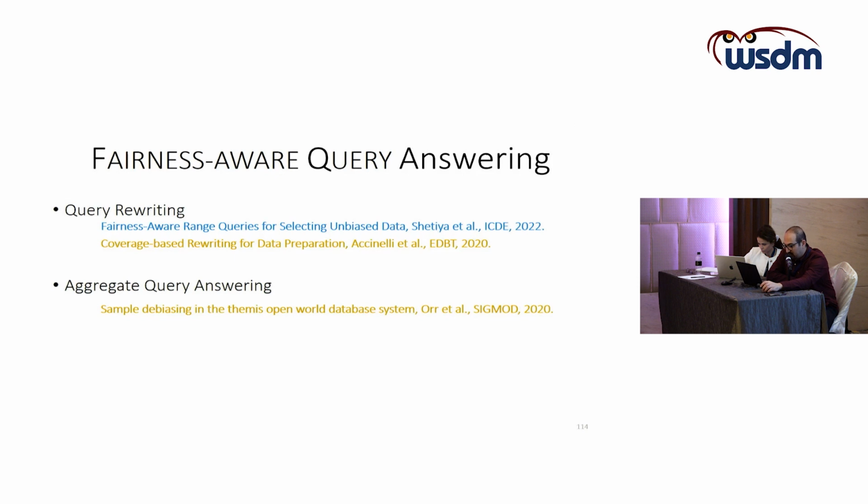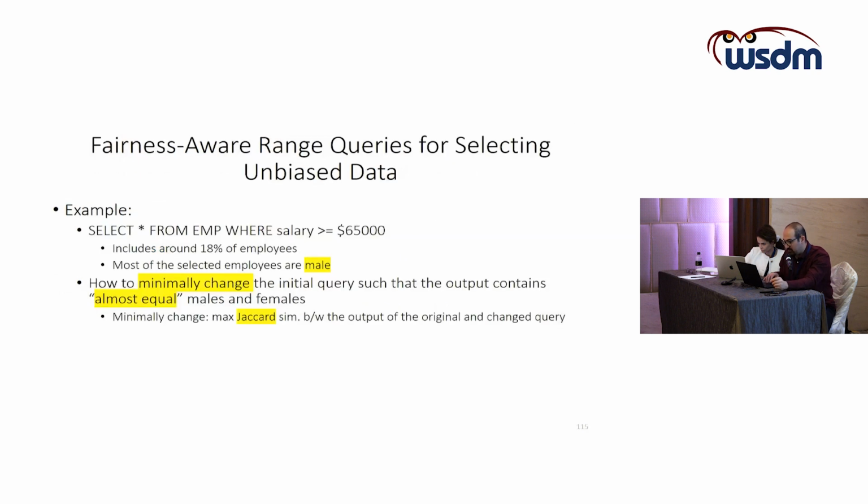Now back to query answering. In fairness-aware query answering, the literature is divided in two parts: query rewriting and aggregate query answering. In aggregate query answering, the query is of the form, for example, what is the sum of this, or what is the average of this, so there are some aggregates that you want to satisfy. But query rewriting is a type of select query where the actual tuples are the return of the query. Our focus is on the query rewriting, and it's aligned with the example that I gave you.